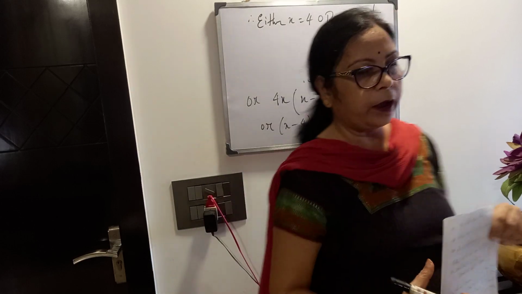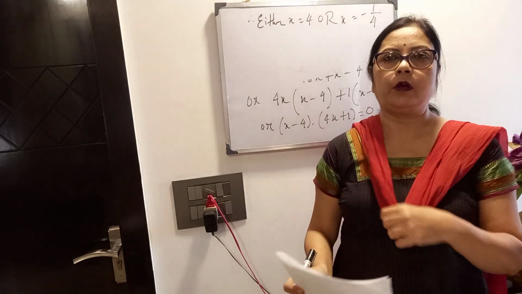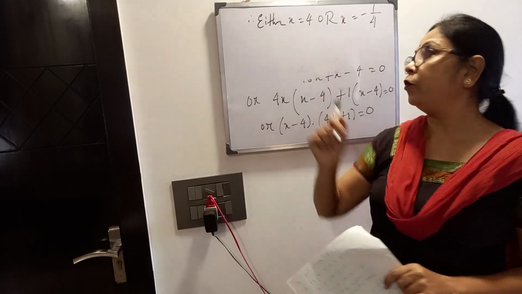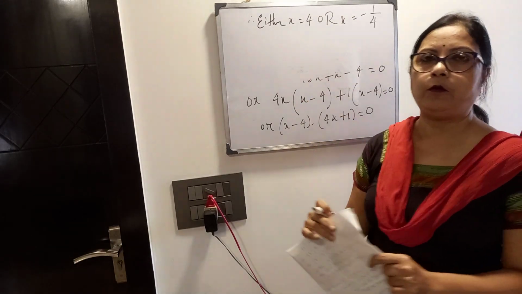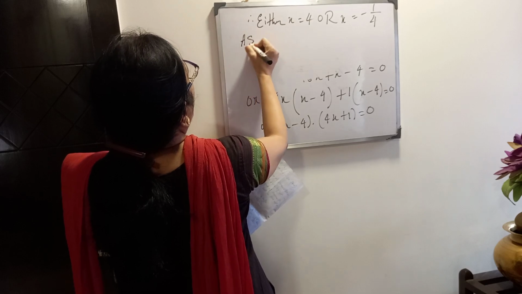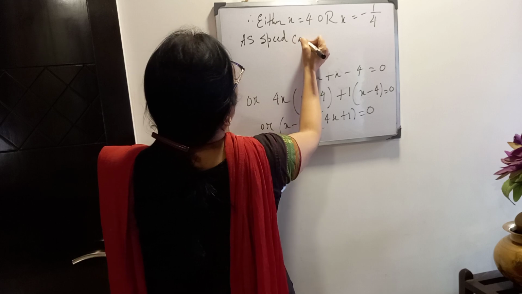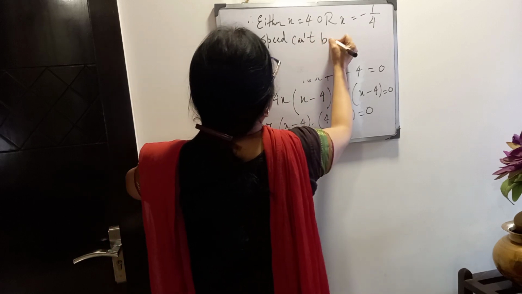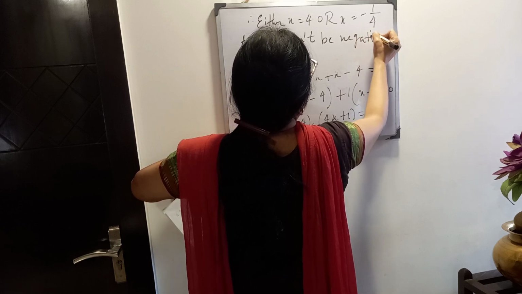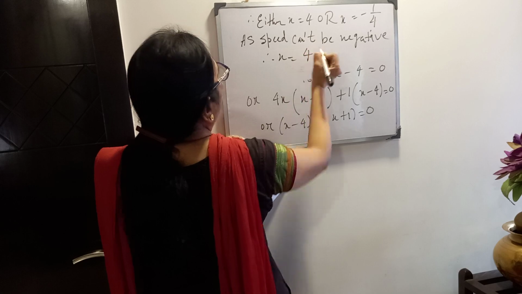What is our x? Our x is speed of boat. So you know, as speed of boat cannot be negative, we have to consider this value, and you have to mention it here as speed can't be negative, therefore x equals to 4.